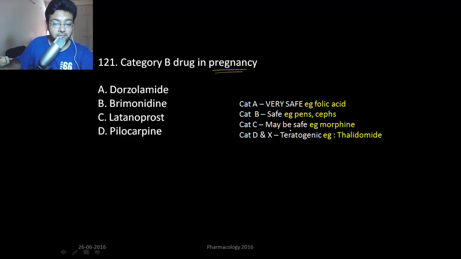Category C, they may be safe. That means some data reveal that it may be harmful, for example, morphine. Category D and X, please don't use in pregnancy, for example, thalidomide. Category D drugs can be used or not depending upon the risk and benefit ratio.